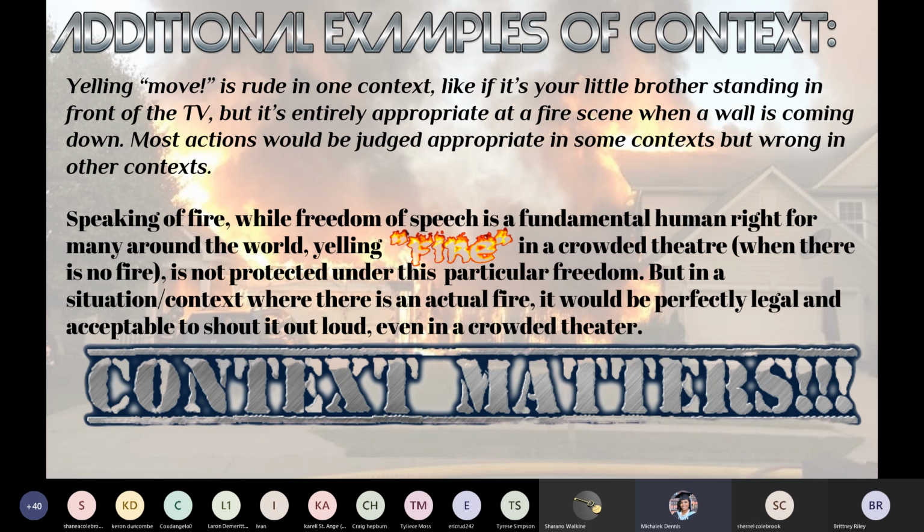So here it is. If you're telling your little brother, move from in front of the TV, yes, you're being rude. You didn't have to say move. You can say please excuse me, or can you go to the side. But if you're trying to help someone and something is going to happen and you say move, you're assisting. It's not as harsh, it isn't used to be mean or rude to that person. It's just that you're trying to help.